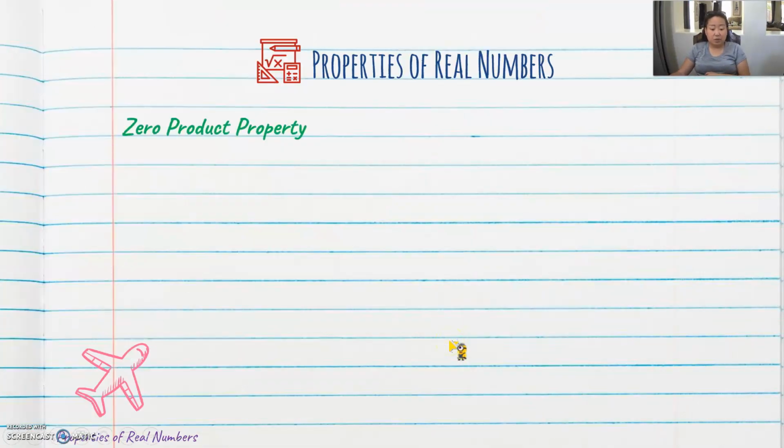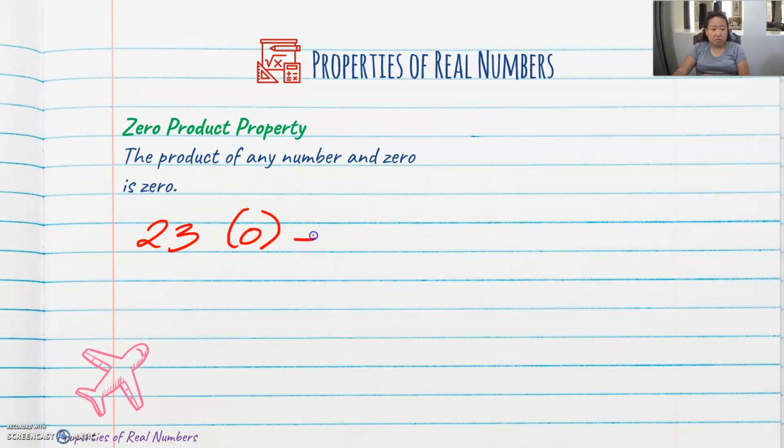And then we have the zero product property. Any number that you multiply by 0 is going to be 0, okay? So if you have the number 23, you multiply it by 0, that's just going to be 0, even if you have a million, all right?